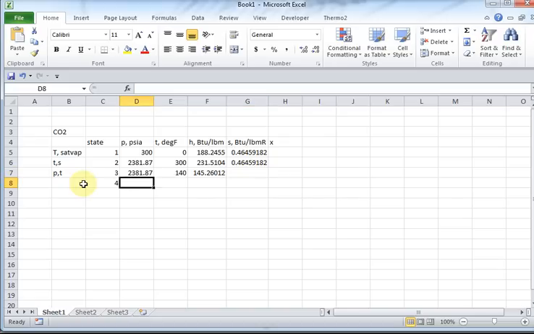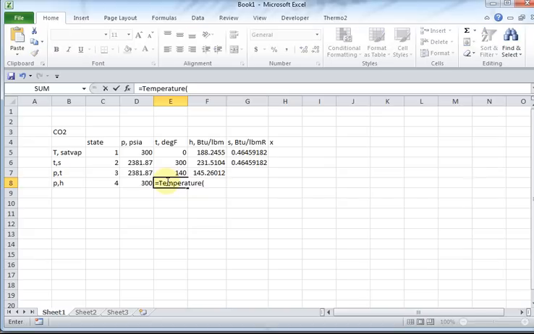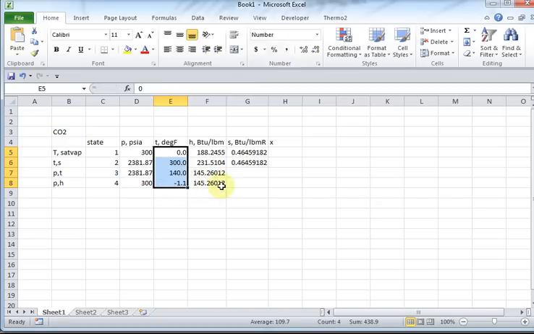The state 4 is the pressure and the enthalpy. Down to 300, constant enthalpy. I'll find the temperature. What do you think that temperature is going to be? Around 0. So it's equal to temperature for my gas CO2, knowing pressure enthalpy for English units. My pressure is this value, and my enthalpy is right underneath. Tuck it in, close parenthesis, and it's right at 0, -1 degrees.